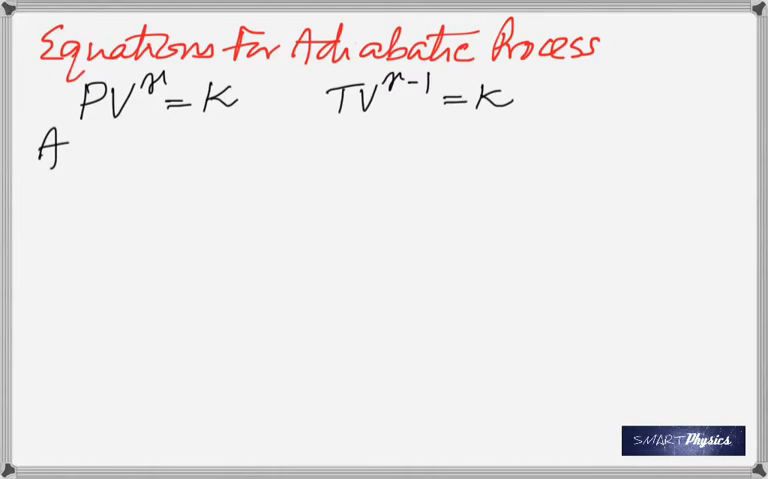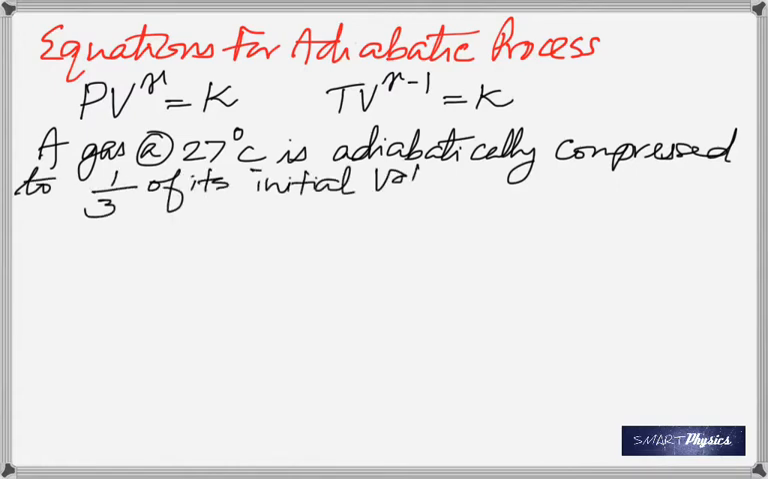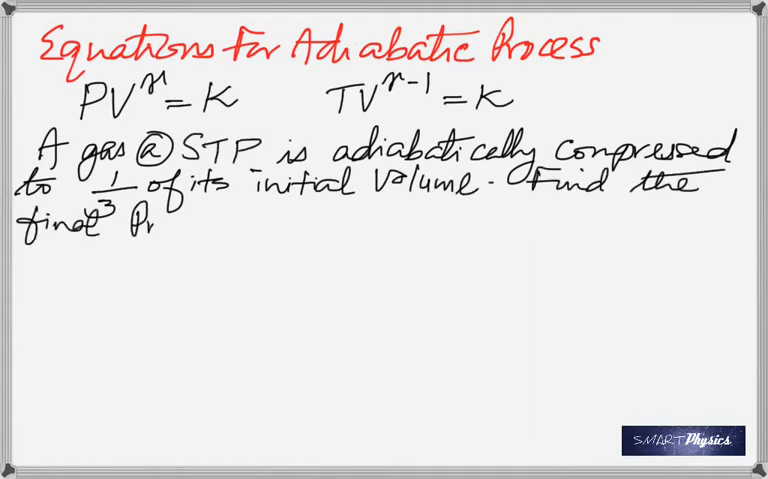So here's the problem now. A gas at 27 degrees Celsius is adiabatically compressed to 1/3 of its initial volume. You have to find the, okay, I said at STP to make it easier for me to write. Find the final pressure and temperature.